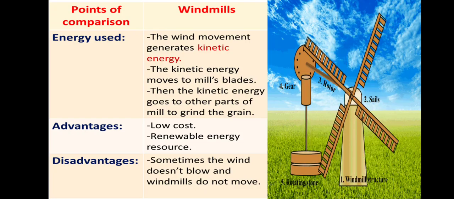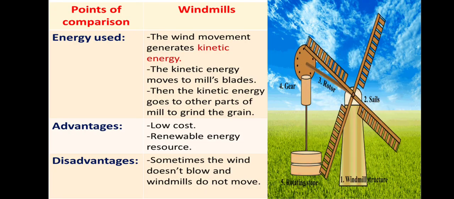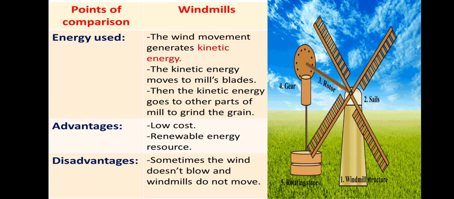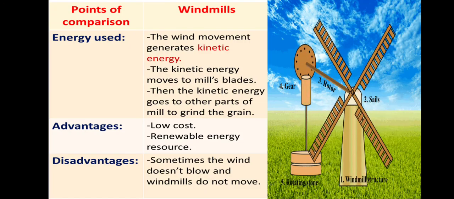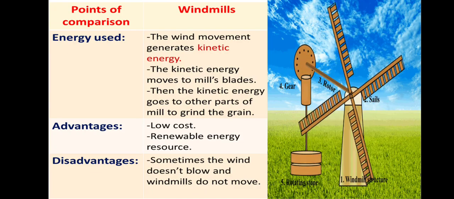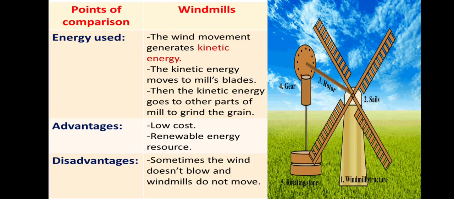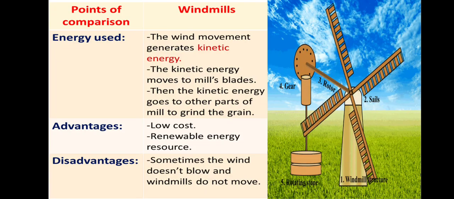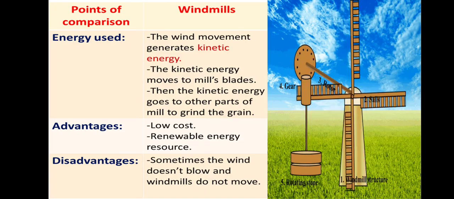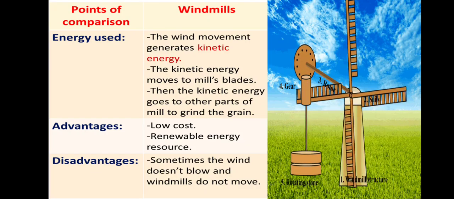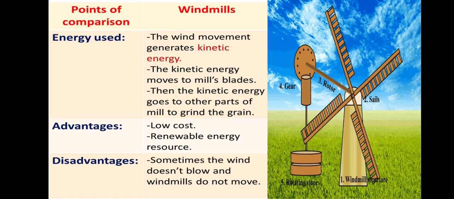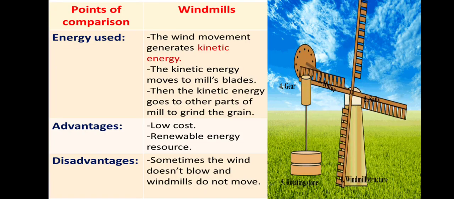The kinetic energy of the wind makes the blades of the windmills move. What are the blades? This is called the plate, and another one is called the blade. So the windmills have 4 plates. As we can see in this picture, the blades can move. Okay, this is called the blades.